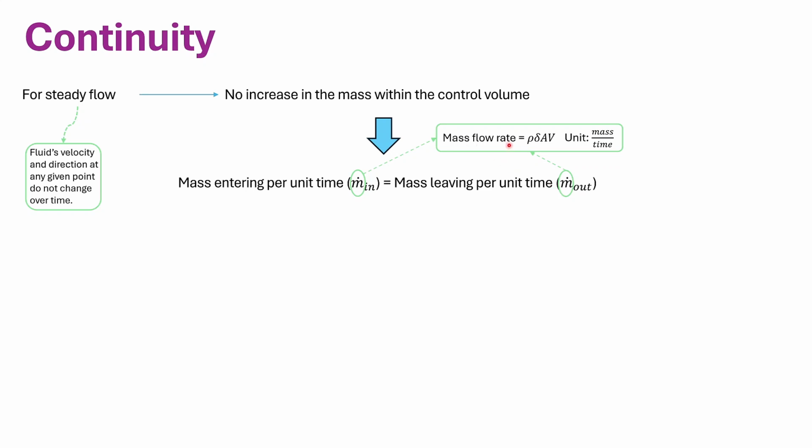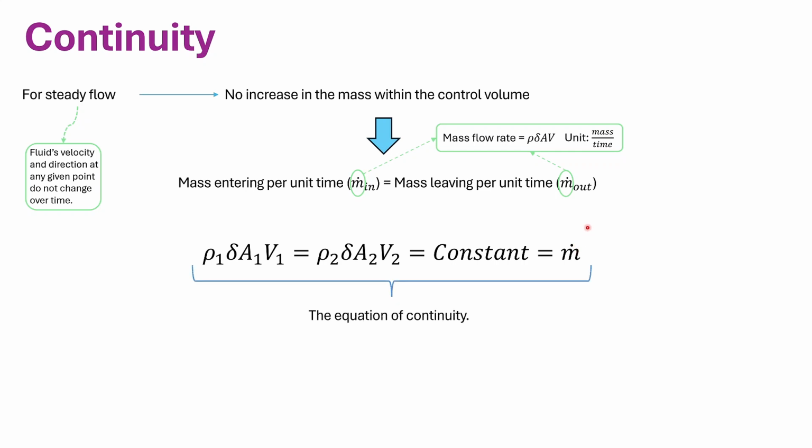M dot is mass flow rate, and that equals rho times delta A times V, and the units are mass per time. So in the format of a formula, we can write this sentence as rho 1 delta A1 V1 equals rho 2 delta A2 V2, which equals a constant, and that equals m dot. So this is the equation of continuity.